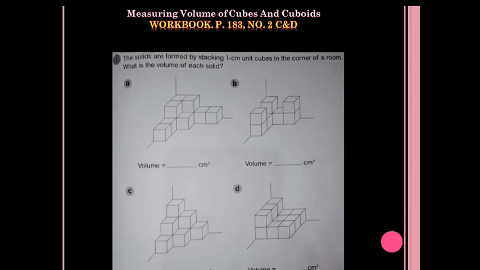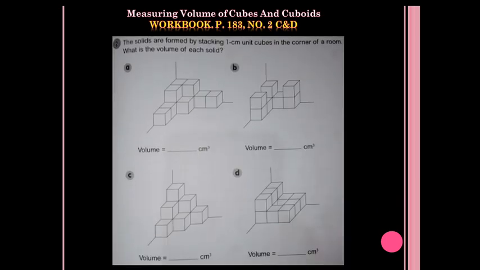How about page 183, number 2? I will discuss only C and D. Number 2A and B, you should count by yourself. Okay, look at the instruction. The solids are formed by stacking 1 centimeter unit cubes in the corner of a room. What is the volume of each solid? Now you count A. What is the volume of A? Find it by yourself. And then B also, for the volume of stacking unit cubes. In part B, you count it by yourself also.